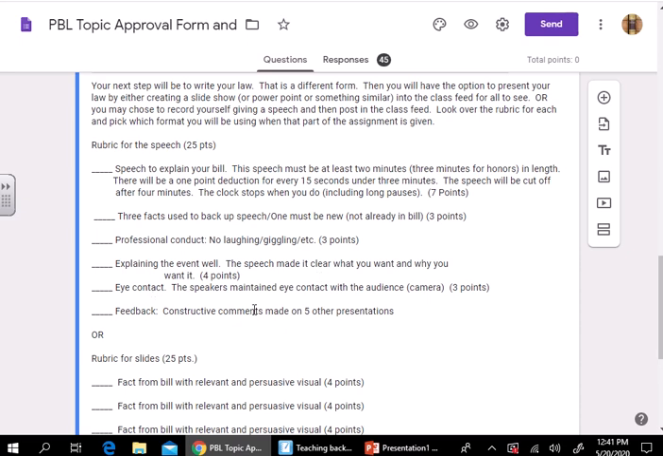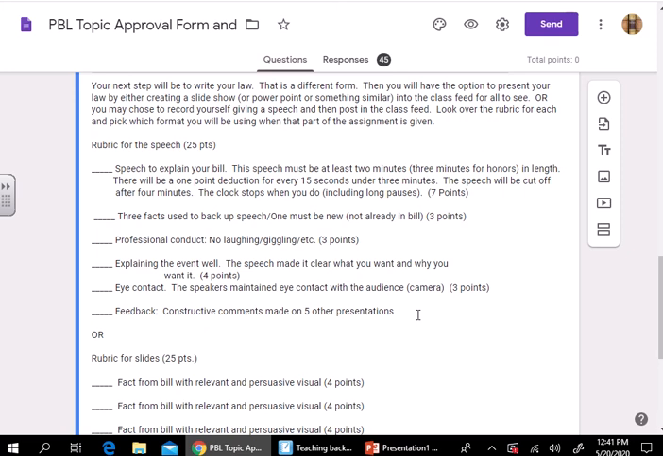And then eye contact. Now, normally this would be eye contact with your audience. In this case, I want to make sure you're looking up at the camera. I want to make sure you're not just staring at your notes or whatever you're reading your speech off of. Got to make some contact with the camera to engage us a little bit. And then, just like the slideshow, you have to give constructive comments to 5 other presentations.